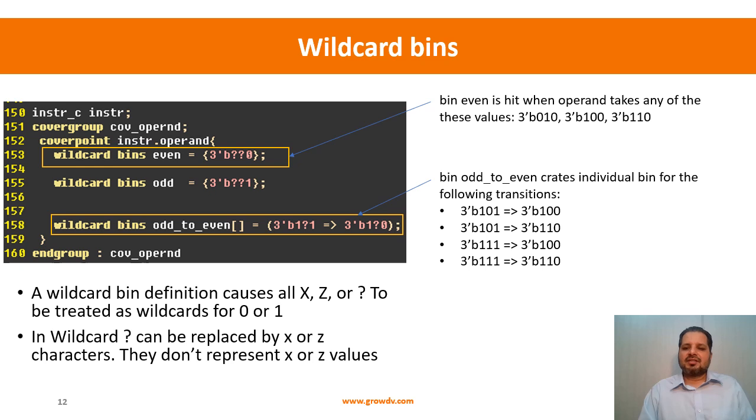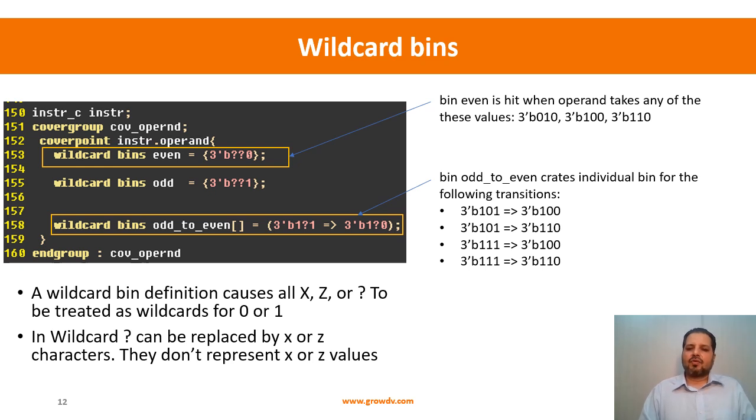So as we have been seeing, bins allow us to compactly represent a set of values, and one of the other ways in which we can accomplish that objective is using the wildcard bins. Okay, so with wildcard bins, you can put in a wildcard character, and that wildcard character can represent either 1 or 0. Any of the values will be considered a hit. That's what a wildcard character does.